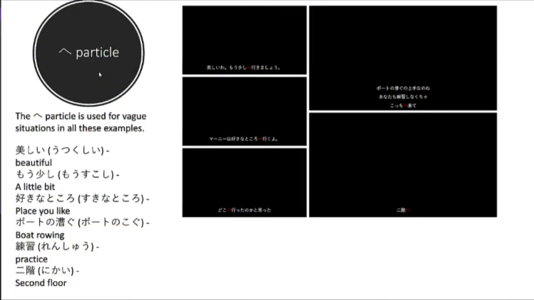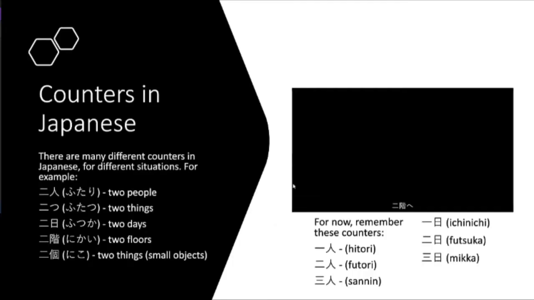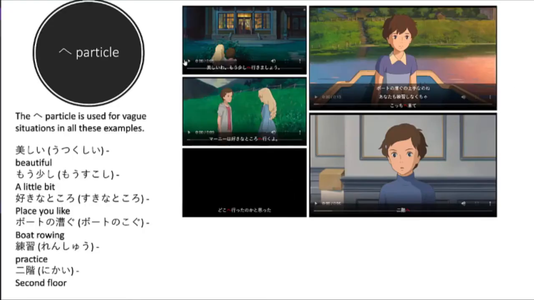You've got the e particle, okay, which you went through. I've got a few more examples here which might help. Right, so okay, no way. Okay, cool. So the e is used for vague situations in all these examples. When we were talking about e last week, do you remember what e was used for?